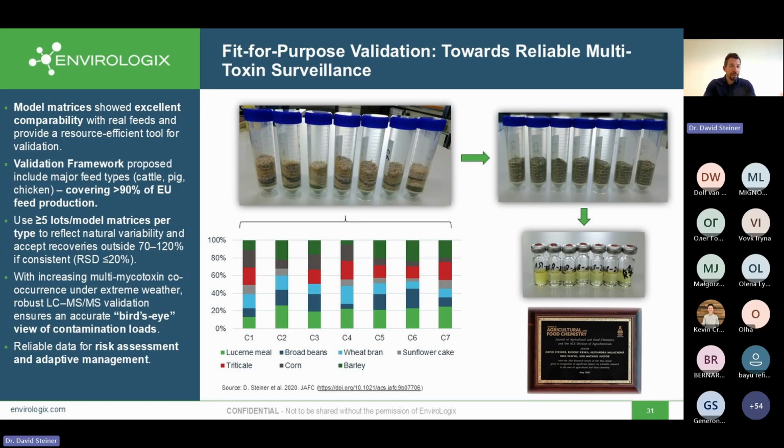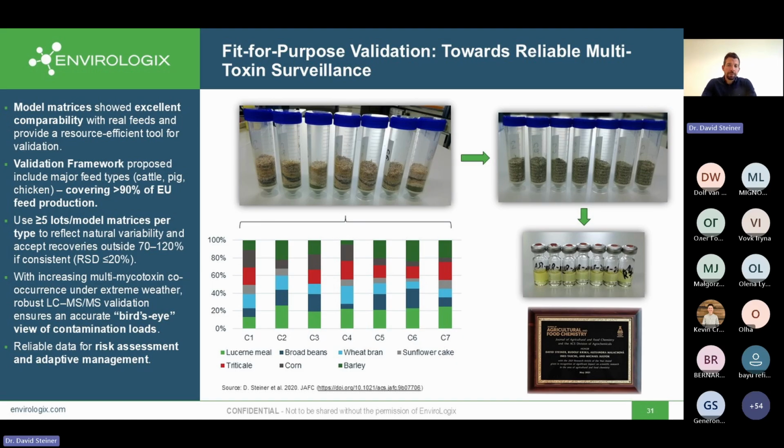So what we did, we built these model matrices from the relevant raw materials in realistic proportions, and then included multiple lots per feed type, up to 7 different lots, to capture also this natural lot-to-lot variability that labs actually have to face in their daily business. And this made the validation process both scientifically robust and also quite resource efficient.